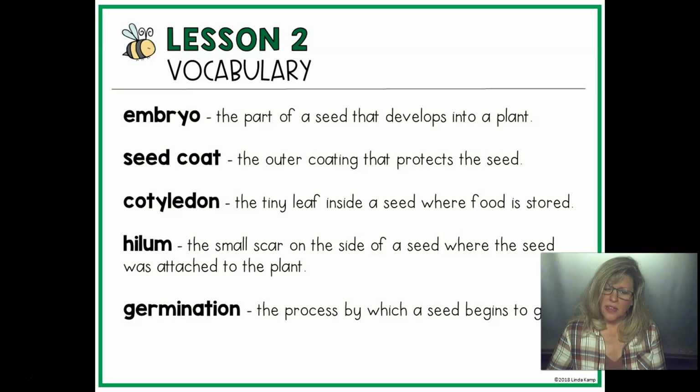Hilum, the small scar on the side of a seed where the seed was attached to the plant. You know what I call the hilum? I call it the plant's belly button. Germination, the process by which a seed begins to grow. So let's take a closer look at the inside of a seed.